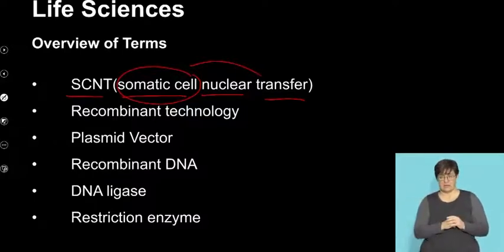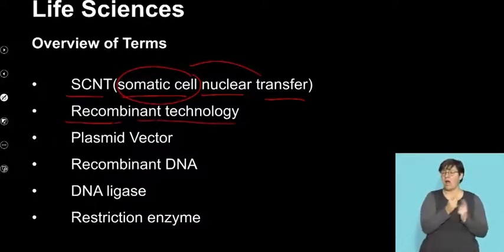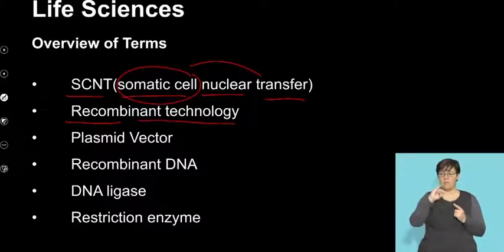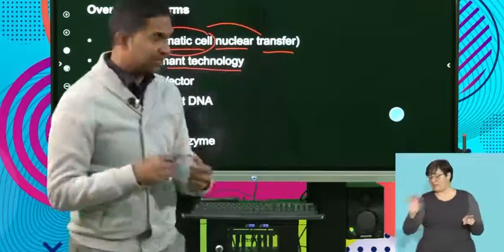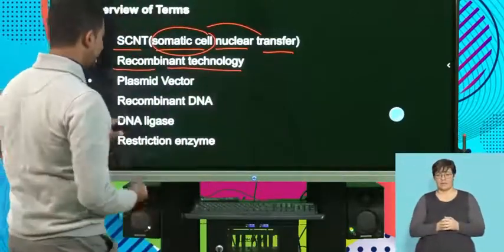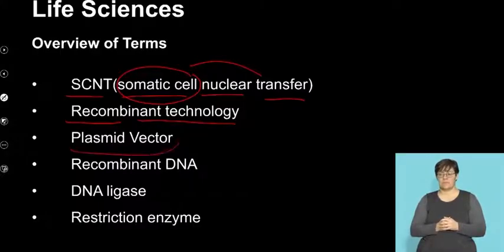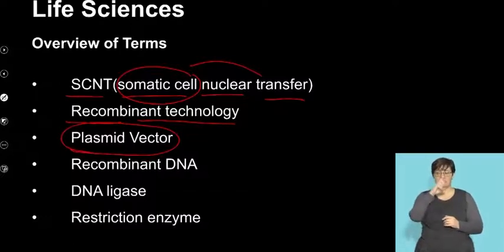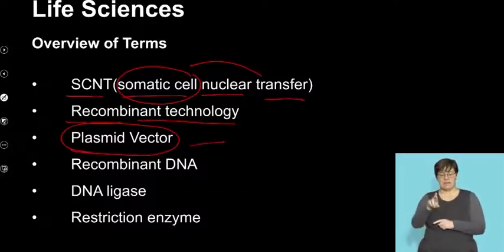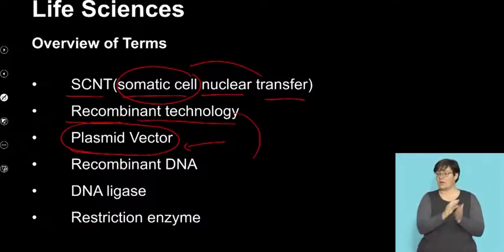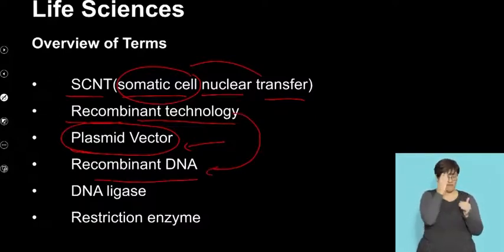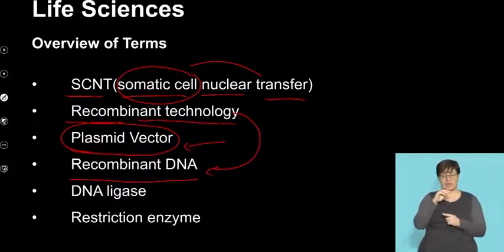The technique of recombinant technology essentially points to how we recombine genes from one species into another, and that process creates genetically modified individuals. The concept of what a plasmid is as a vector, and how that is used to transfer genetic information. And what happens at the end of recombinant DNA technology is we have a recombinant DNA.